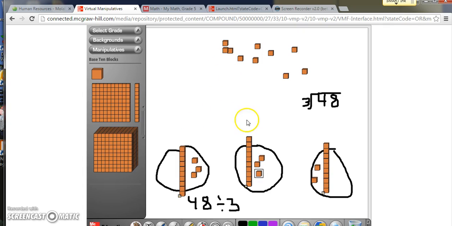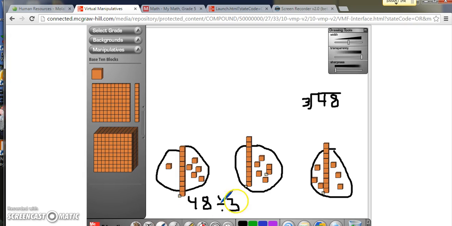That ten got put into ones. Notice how I have 3 so far, and I'm going to continue putting 1 in each one. Just keep going. Looks like I have 3 left, and that's going to divide evenly. Now my answer is the number in one group. 10, 11, 12, 13, 14, 15, 16. So 48 divided by 3 equals 16.